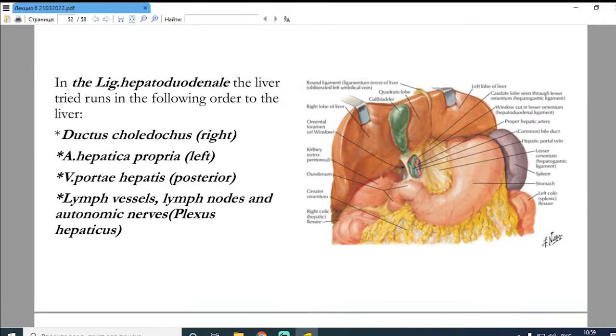In the ligamentum hepatoduodenale, the structures run in the following order to the liver: ductus choledochus on the right, arteria hepatica propria, vena porta hepatis, lymph vessels, lymph nodes, and autonomic nerves, the plexus hepaticus.